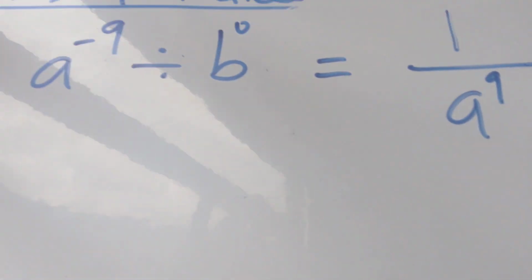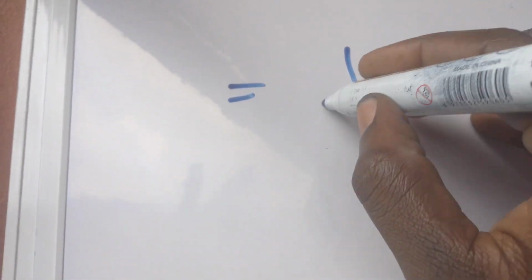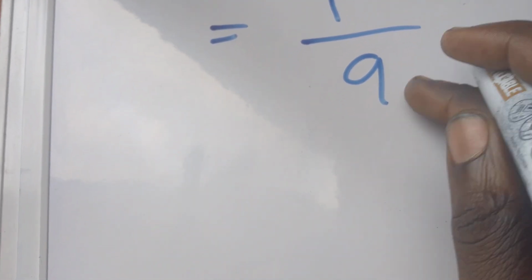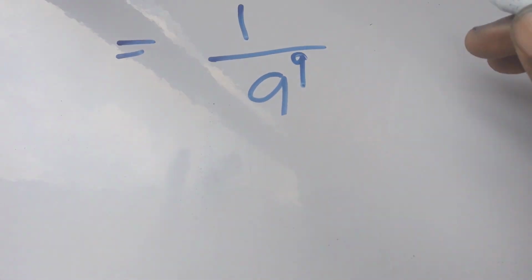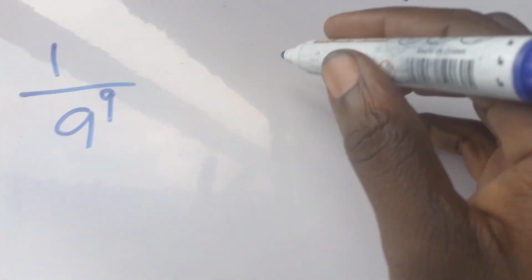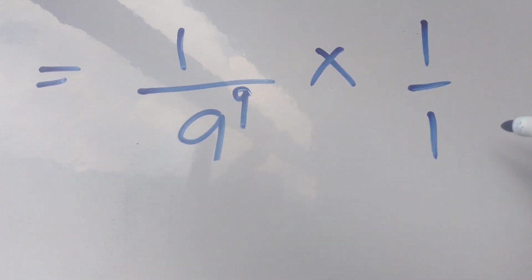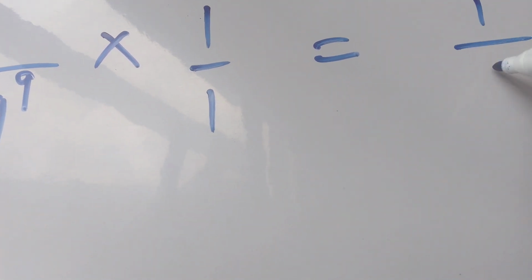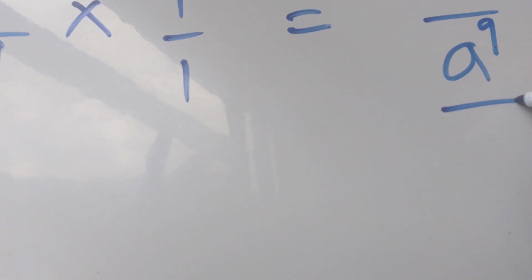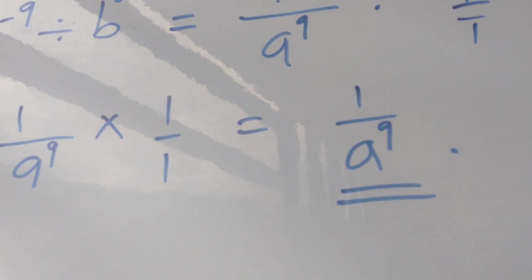Okay. So this is equal to the reciprocal of a raised to power 9. This division changes to multiplication. That is times, and this one has a denominator of 1, isn't it? So that is saying times 1 over 1, which will give you 1 over a raised to power 9. Final answer, 1 over a raised to power 9.